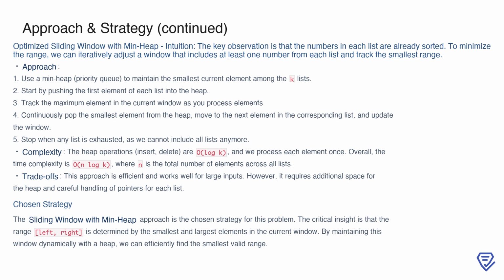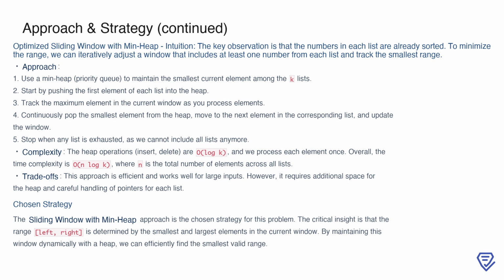This is achieved using a min heap, which helps us efficiently manage the smallest element in the current window. We begin by inserting the first element of each list into the heap and tracking the maximum element in the window. As we process elements, we continuously pop the smallest element from the heap, move to the next element in the corresponding list, and update the window. The process stops when any list is exhausted, as we can no longer include all lists. This approach reduces the complexity significantly.